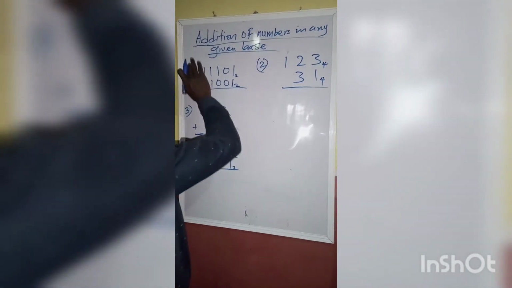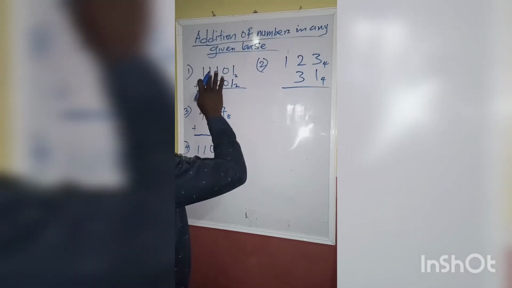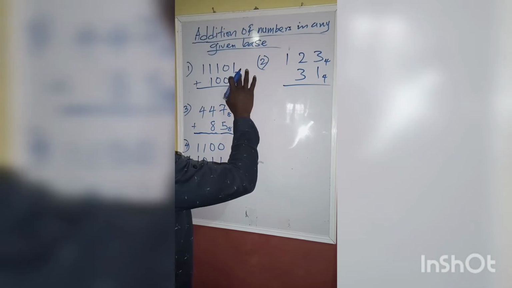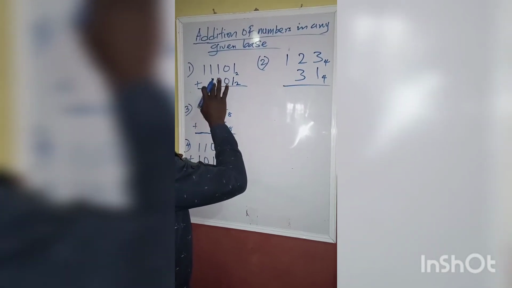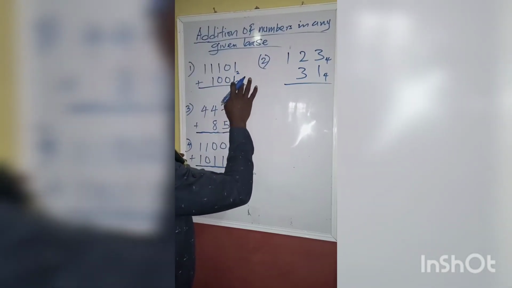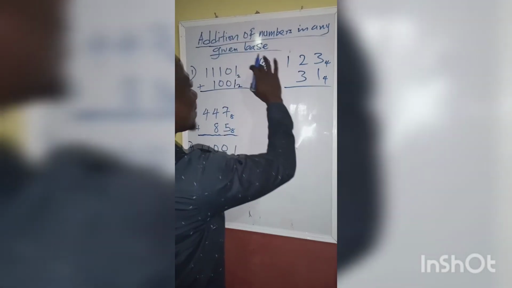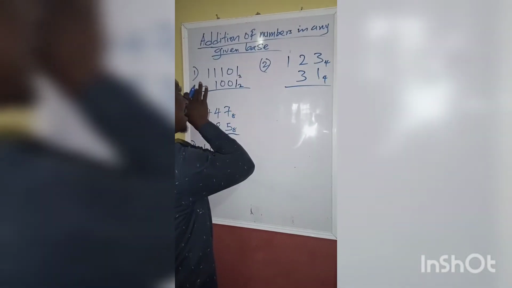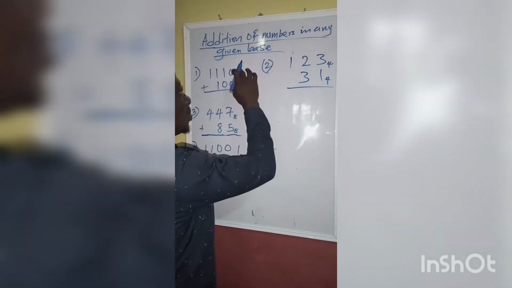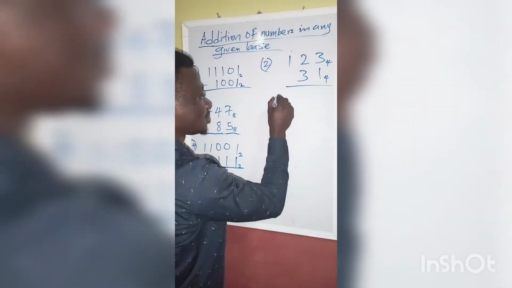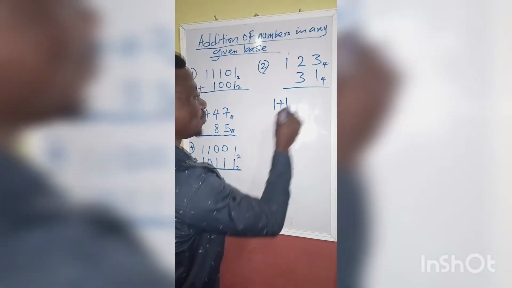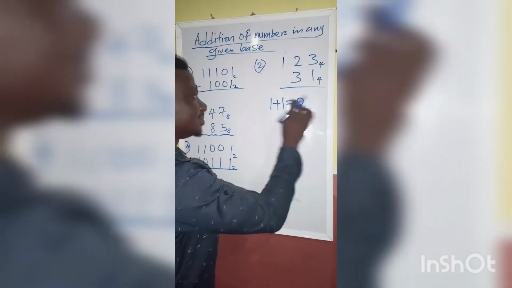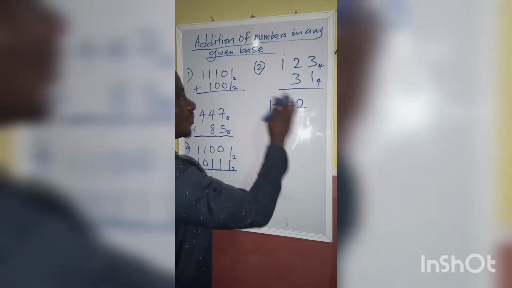Now the first question we have is 11101 in base 2, plus 1001 in base 2. Now we are going to start from this side. We have 1 and 1. Remember, the sign there is positive. 1 plus 1. Let's write it out. 1 plus 1 is equal to 2.